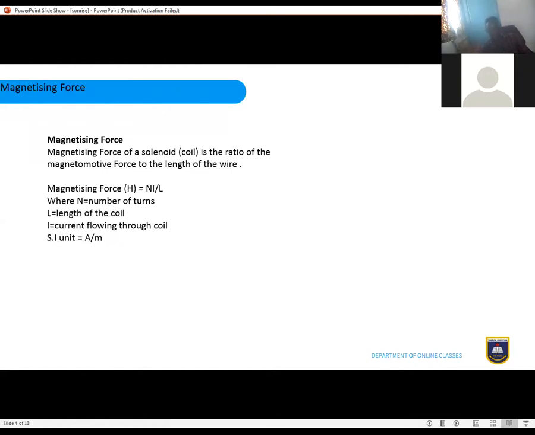Now, the formula is what? NI over L. NI represents the magnetomotive force, and magnetomotive force has the unit ampere turn. It's over the length, and length is measured in meters. So ampere per meter. So the SI unit is ampere per meter. Anytime you see ampere per meter, it represents the magnetizing force of a given solenoid or a given coil.